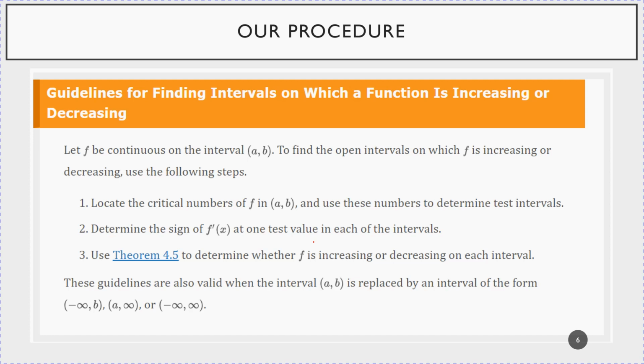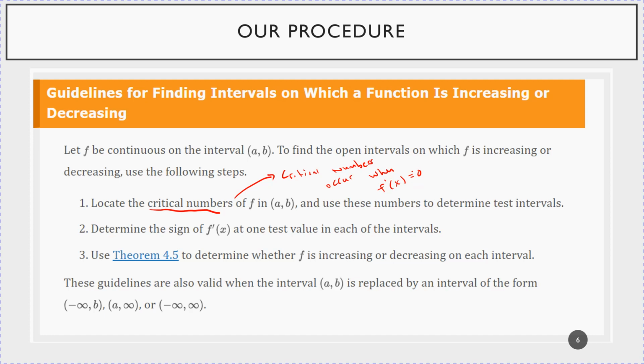We're going to let f be continuous on some open interval from a to b. To find the open intervals on which f is increasing or decreasing, we use the following steps. All right, so we have this function. First thing we're going to do is locate the critical numbers of f in some interval a to b. Critical numbers, just recall, occur when f prime of x is equal to 0. So, we've done that, okay?